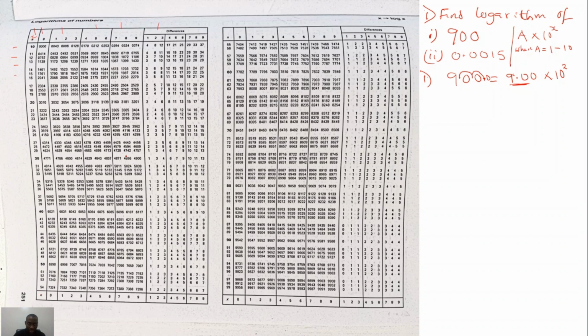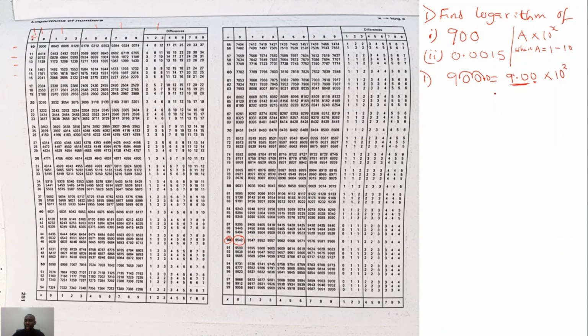This is up to 54. Then it continues here, 55 up to 99. So the 90 is here. You come to this row. Then you go to column 0, the following number, and if you look at it, this is column 0. So the logarithm is this. That's 95.42.